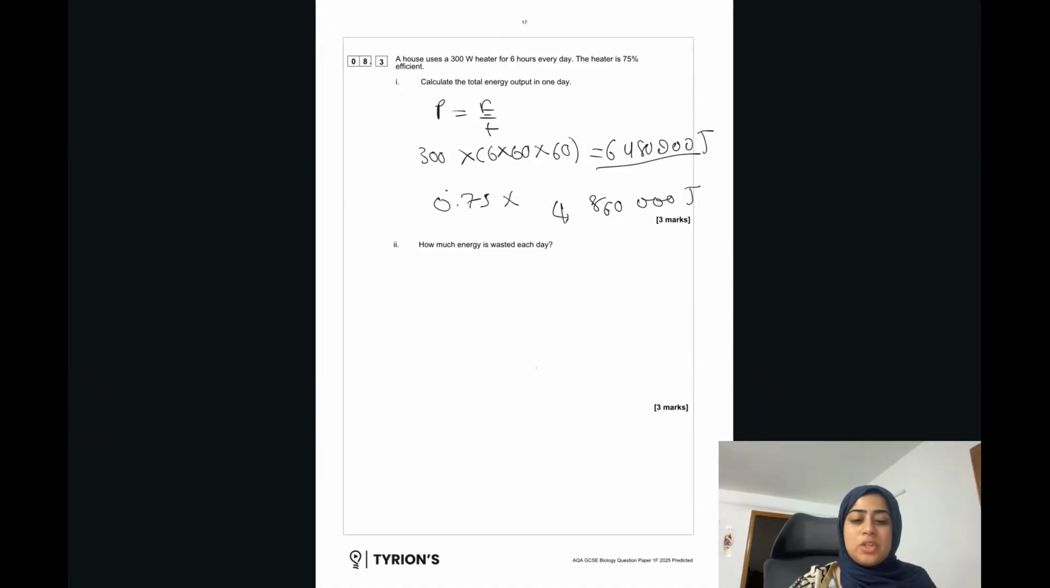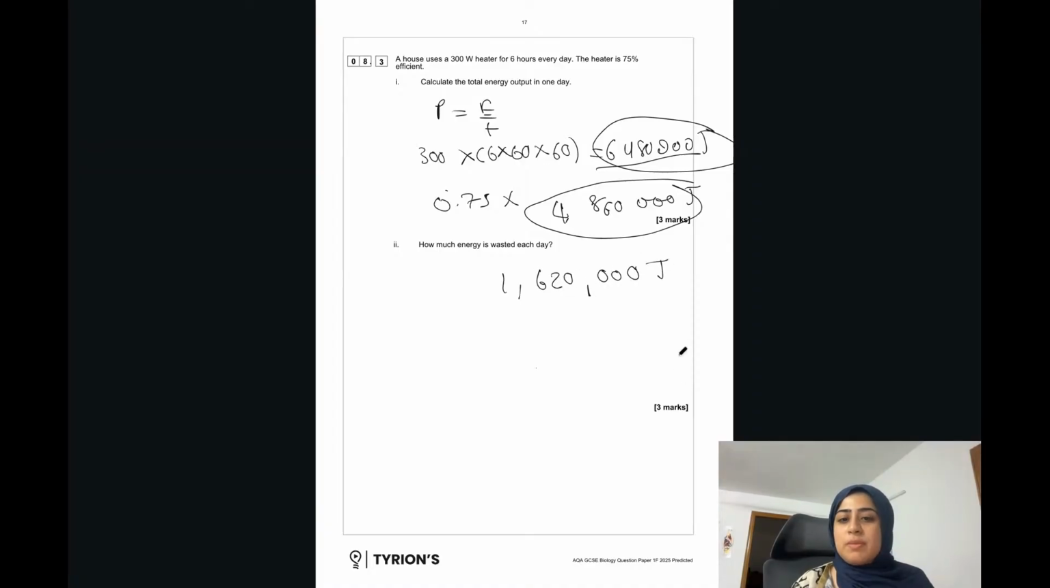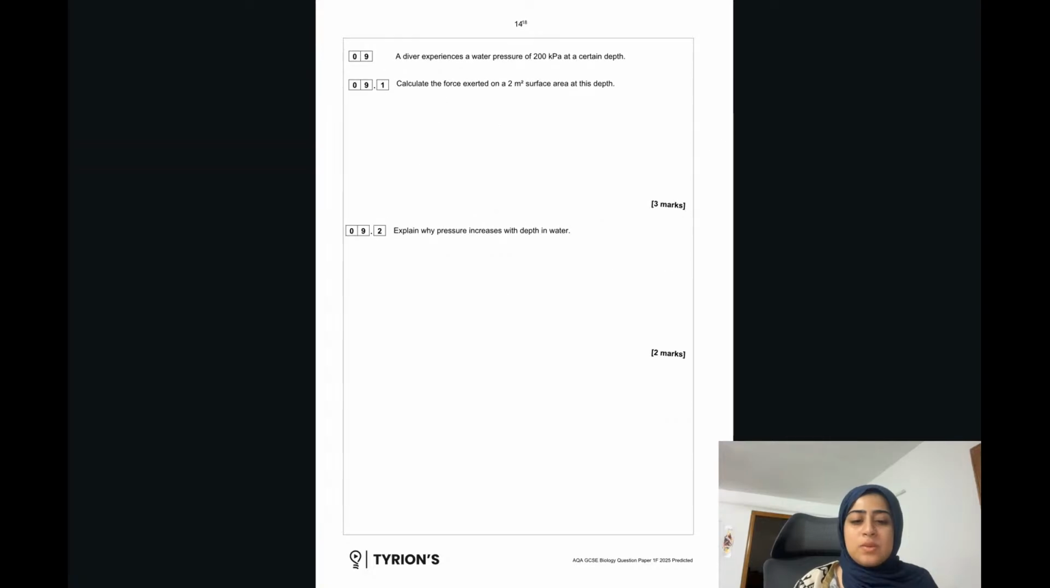That's quite a hard question, actually. But just remember the formulas and note them down so you can get the method marks. Useful over total times 100 is equal to efficiency. Okay. And then to calculate the wasted energy, we would do this, take away this. The top one, take away the second one. So 6,480,000, take away 4,860,000. So it's 1,620,000 joules. 3 marks, you just take them away. That's the wasted energy.